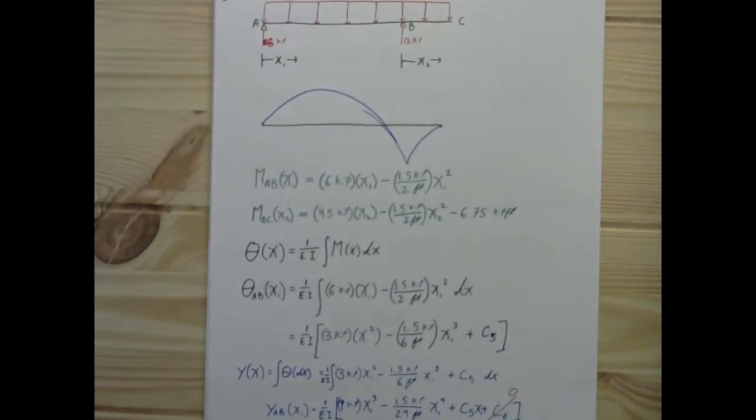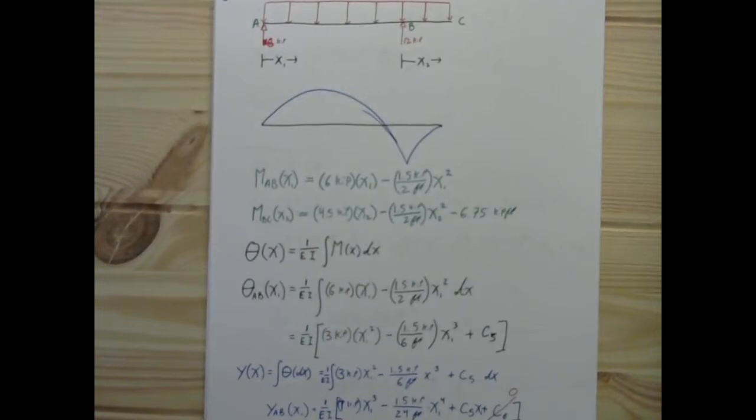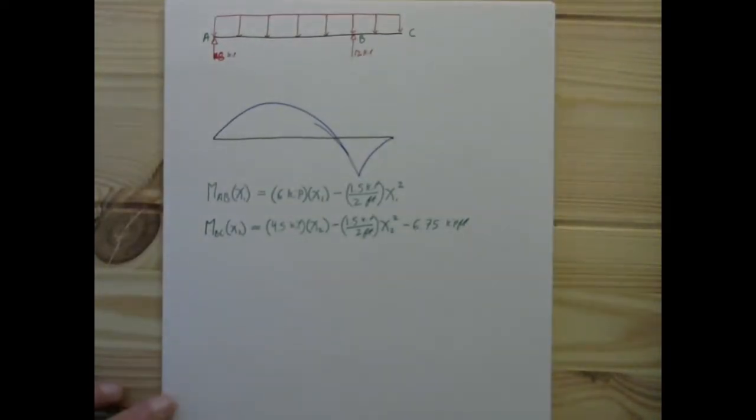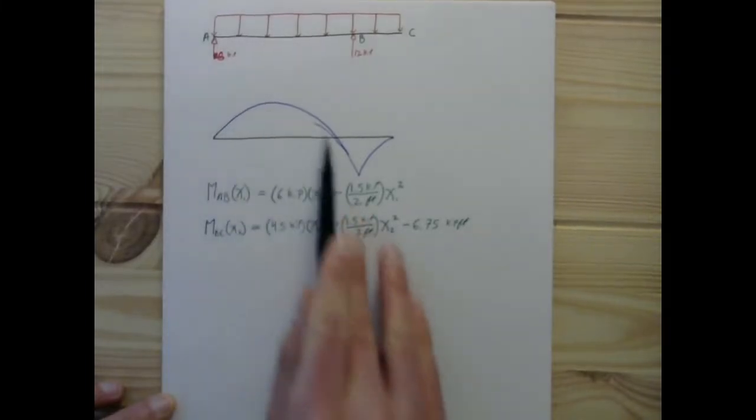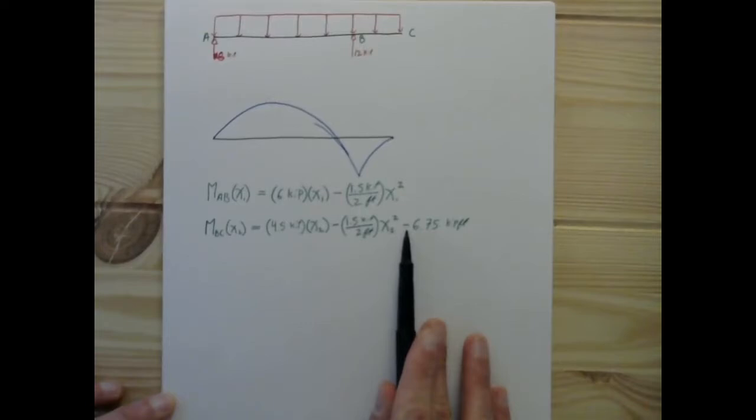Welcome to the third page of notes, or the third video that accompanies the example 2 for deflection and rotation. This goes through turning the moments into rotations and finding some of the constants of integration for rotations and deflections for the span A to B. That gives this distribution of moment and these moment equations.